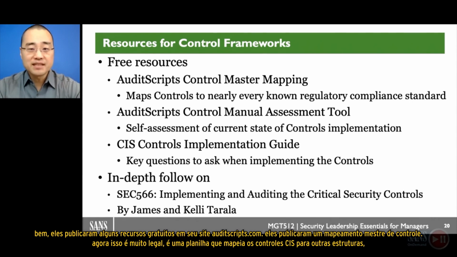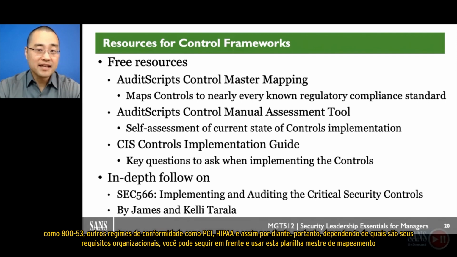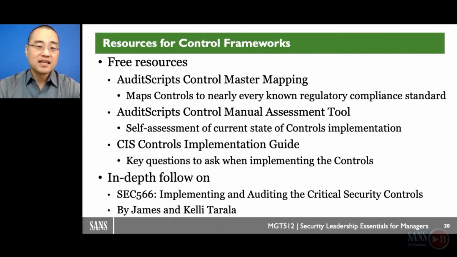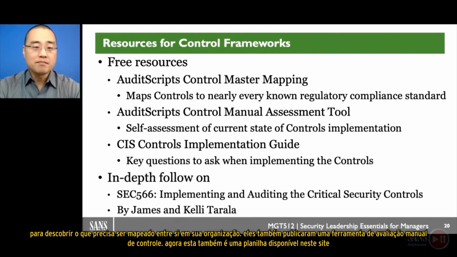It is a spreadsheet that maps the CIS controls to other frameworks like 853, other compliance regimes like PCI, HIPAA, and so on. So depending on what your organizational requirements are, you can use this master mapping spreadsheet to figure out what needs to be mapped to each other in your organization.